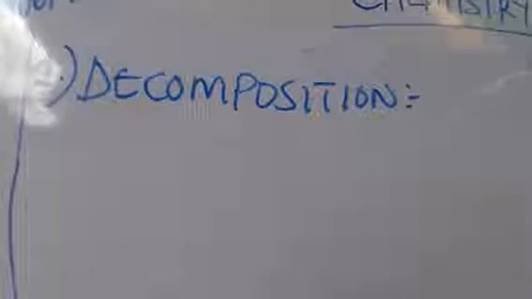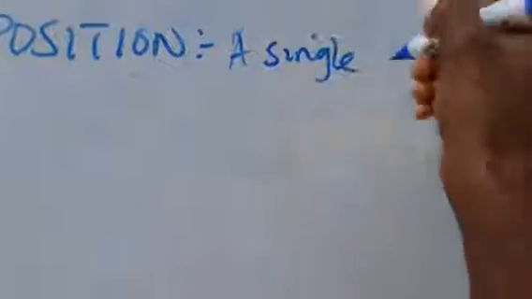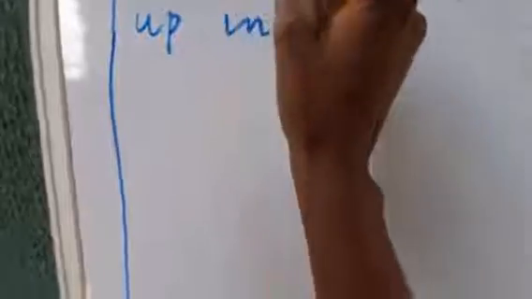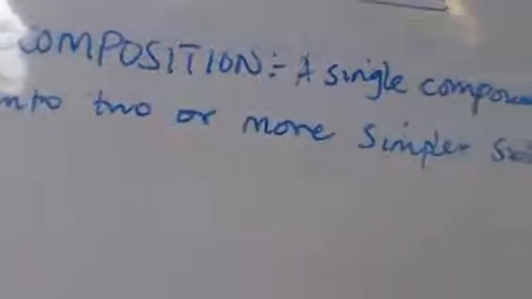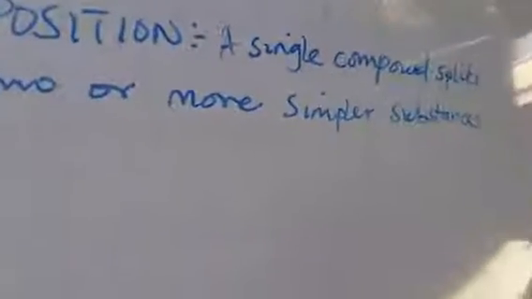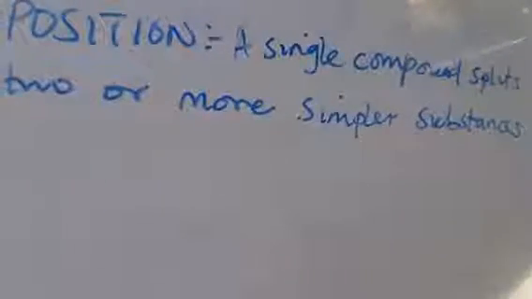Okay, number 2, decomposition reaction. This is a type of chemical reaction in which a single compound splits up into two or more simpler substances. The decomposition reaction is a chemical reaction in which a single compound splits up into two or more simpler substances.